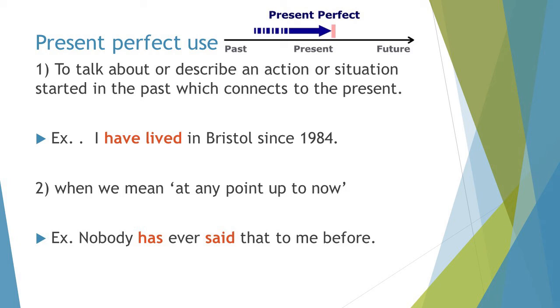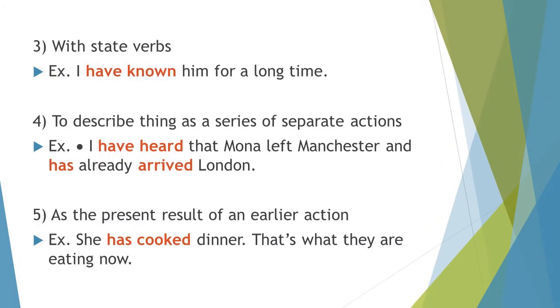We also use it when we mean at any point up to now. For example, nobody has ever said that to me before. We can also use it with the state verbs like love, hate, know. For example, I have known him for a long time. We also use it to describe things as a series of separate actions. For instance, I have heard that Muna left Manchester and has already arrived in London.